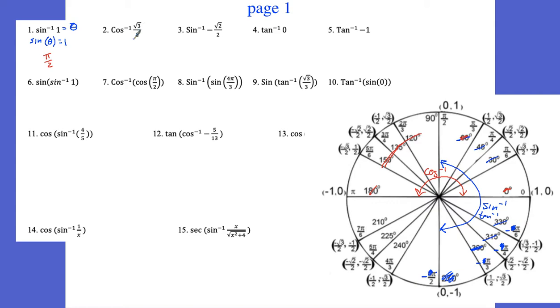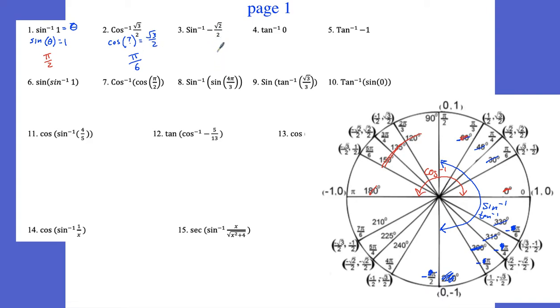Inverse cosine of root 3 over 2. We think cosine of what equals root 3 over 2. Cosine's x values, so x value root 3 over 2 at pi over 6. So pi over 6 is our answer for this one.